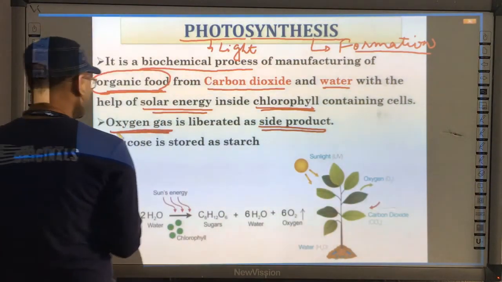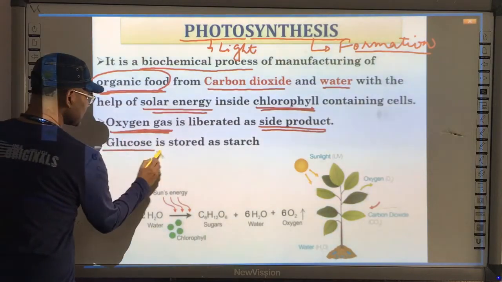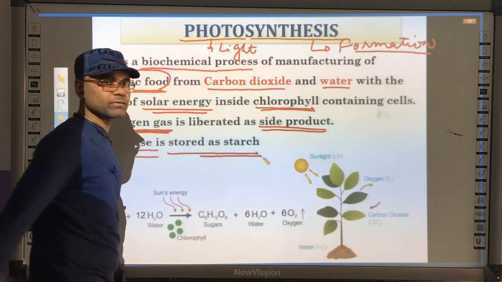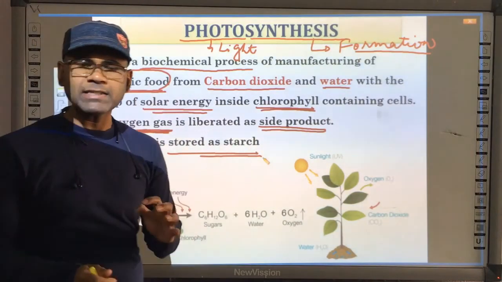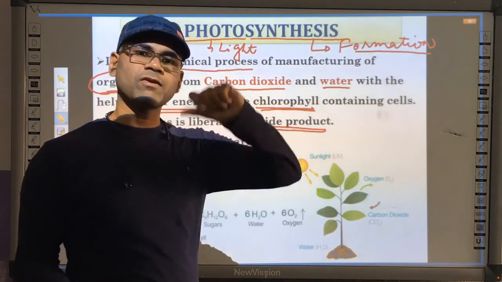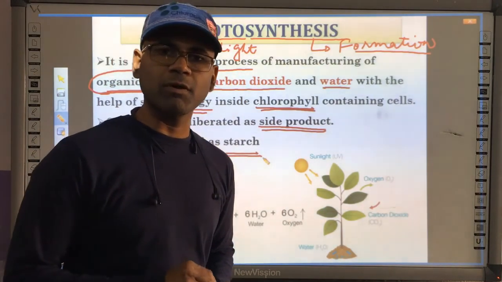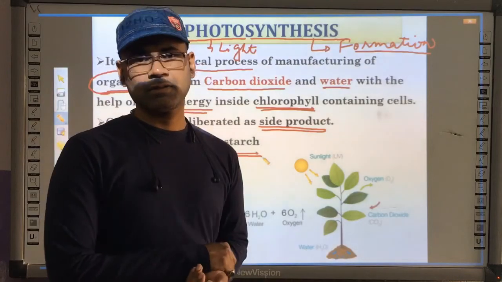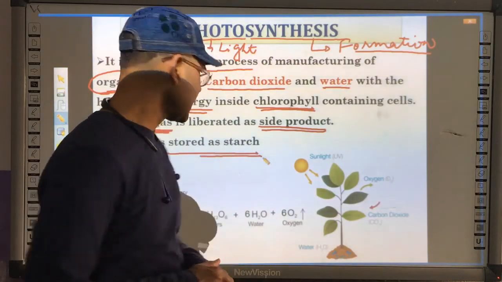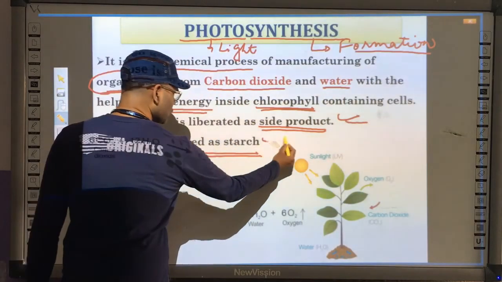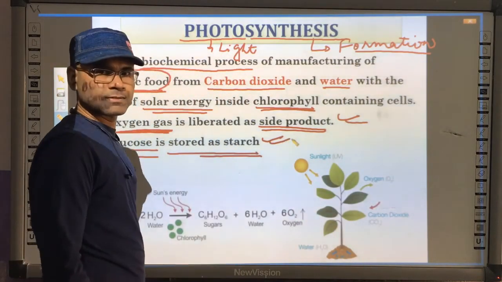And the organic food is nothing but glucose, and this glucose is stored in the form of starch. In plants, glucose is stored in the form of starch. In animals, glucose is stored in the form of glycogen. Again, this is a very important question for 1 mark.